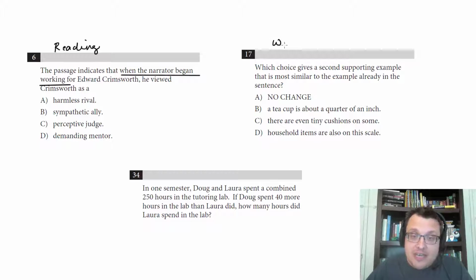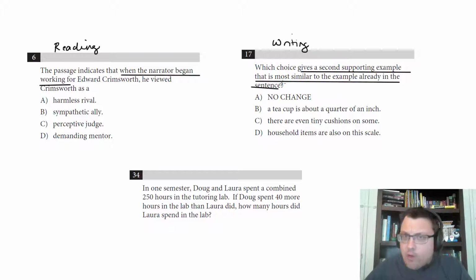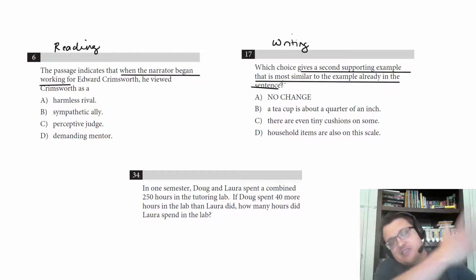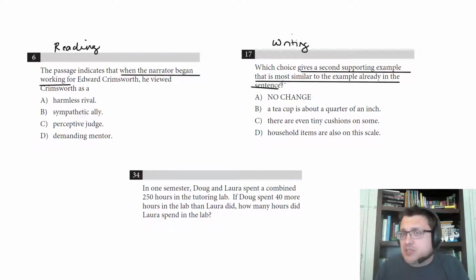Which choice gives a second supporting example that is most similar to the example already in the sentence? When I go over this question with students, I'll ask them, okay, how did you get whatever it is that you got? And very often what they will do is they will give an explanation that has nothing to do with giving a second supporting example most similar to the one already in the sentence. There'll be some other issue. It'll sound good, or, it kind of works with this idea or that idea, but it's not actually responding to the question.